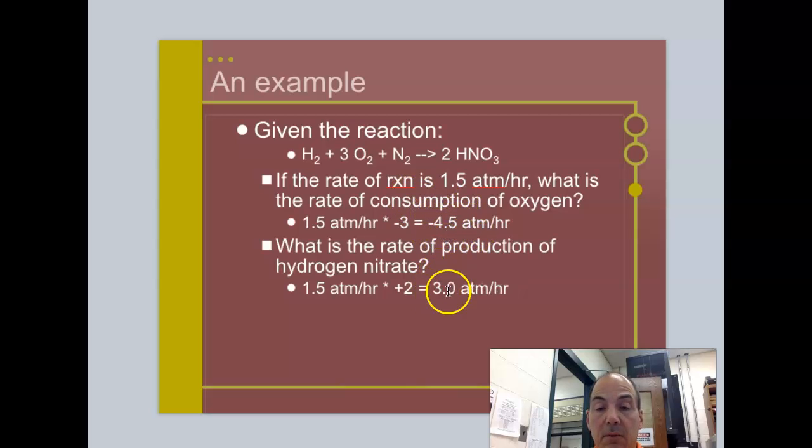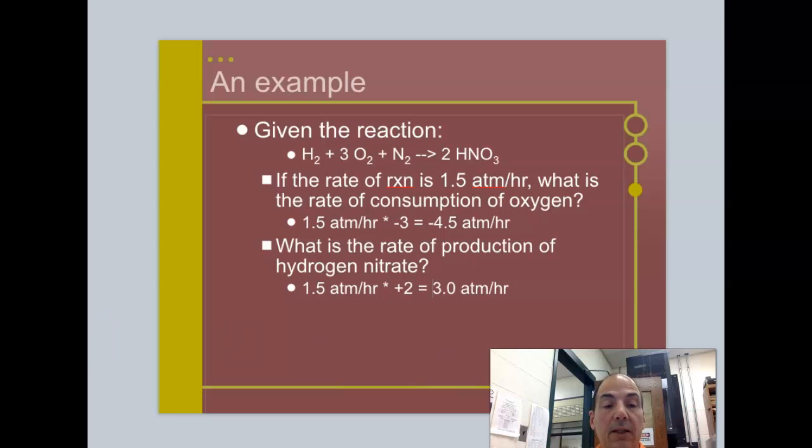Or I could say, comparing it to the rate of reaction, since it's 2 to 1, because again the rate of reaction is always assumed to have a coefficient of 1, 2 times 1.5 is also 3. So you see, it's really basic stoichiometry. You're not going to be doing conversions or whatever. It's all about just that ratio.